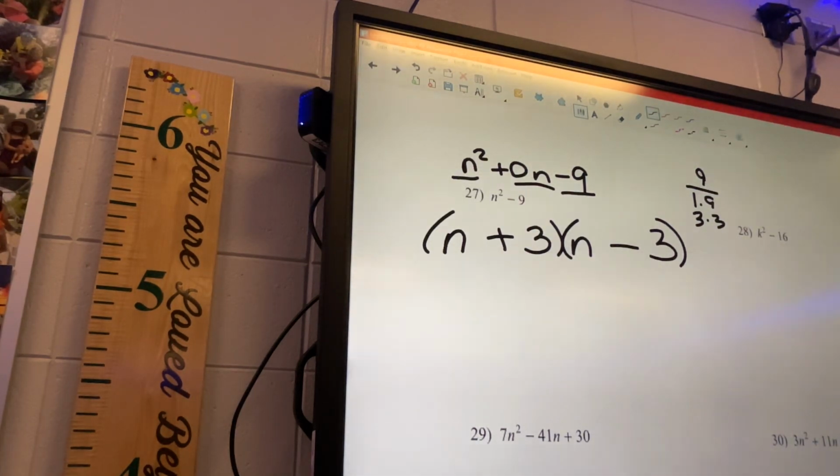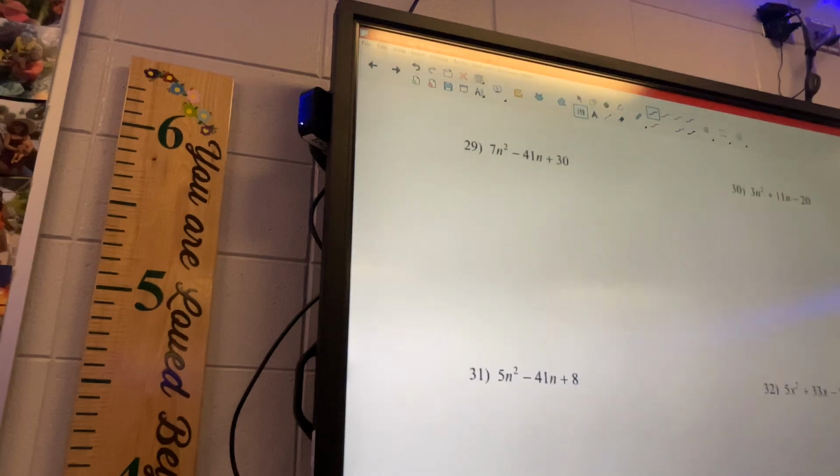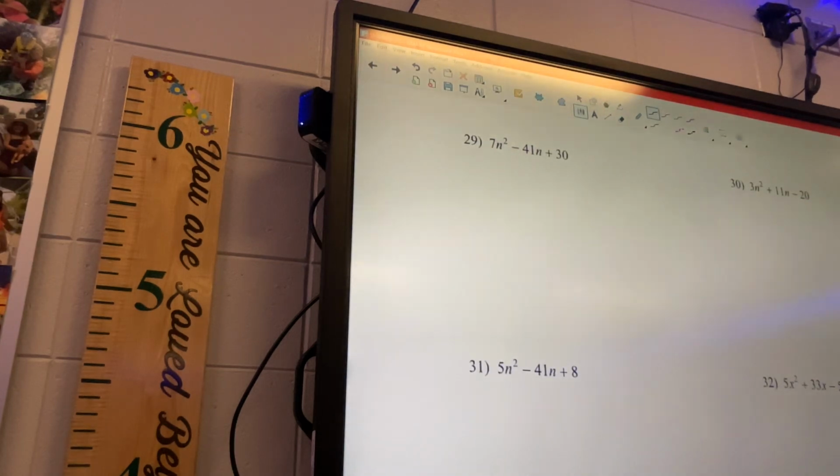If you have two of the same, like n plus 3 and n plus 3, then you should say n plus 3 squared. Or if you have an n minus 2, n minus 2, then we would say n minus 2 squared. But in this case, you can't do it because one is a plus, one's a minus. But that's like the preferred way, I guess. Okay, 29, these ones are, I would say, the harder ones.